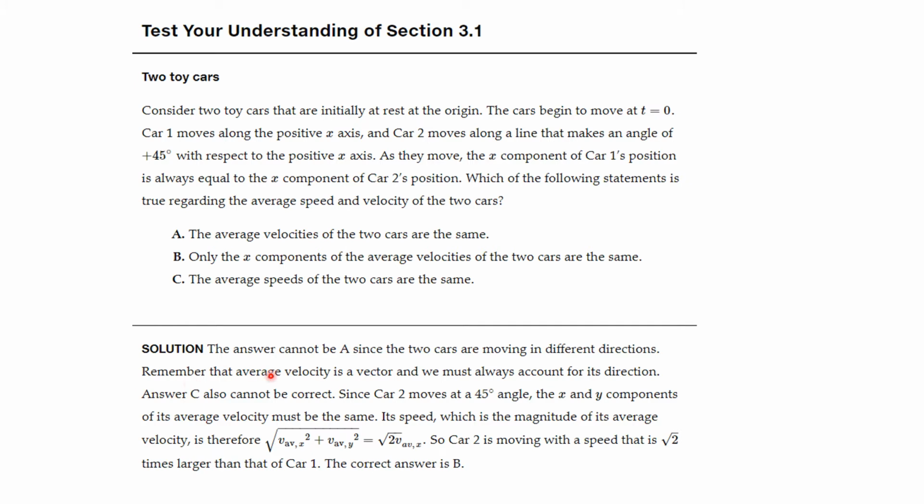Answer C also cannot be correct. Since car 2 moves at a 45-degree angle, the x and y components of its average velocity must be the same. That's true of a 45-45-90 right triangle. Its speed, which is the magnitude of its average velocity, therefore, is this one squared plus this one squared, but we said that those were always equal to one another. So that is going to be 2 times v average in the x direction, whole squared. You take the square root of that and you get this. So car 2 is moving with a speed that is the square root of 2 times larger than that of car 1. So the correct answer is B.